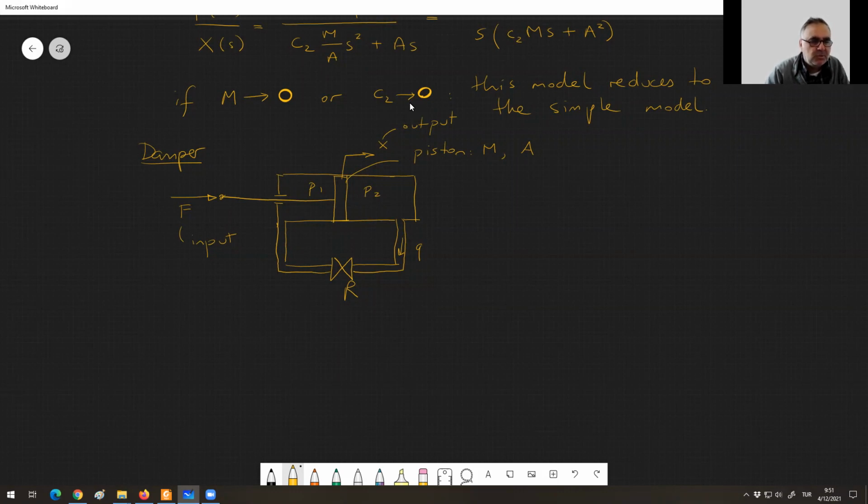So the continuity equation says that Q is equal to A times X dot, right? Flow rate is equal to that. That's one equation. Then you have P2 minus P1 over R is equal to Q, is the fluid resistance equation. We can say delta P is P2 minus P1.